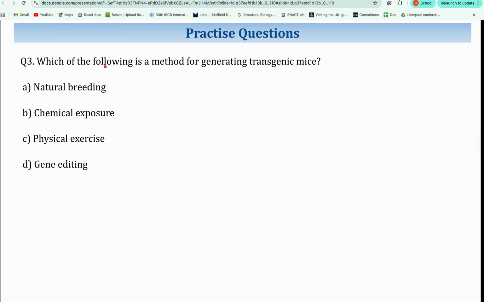Now the next question is, which of the following is a method for generating transgenic mice? Option A, natural breeding. Option B, chemical exposure. Option C, physical exercise. And option D is gene editing. So I'll give you some time to think and then we'll discuss the right answer.